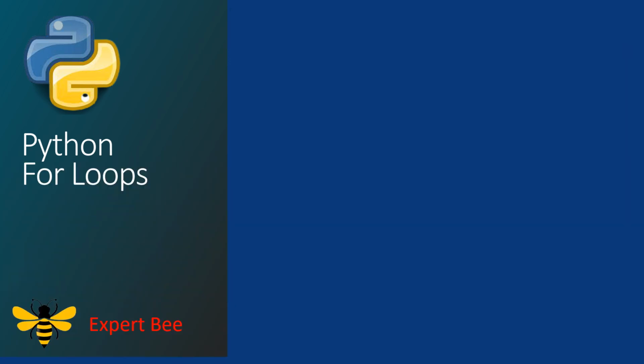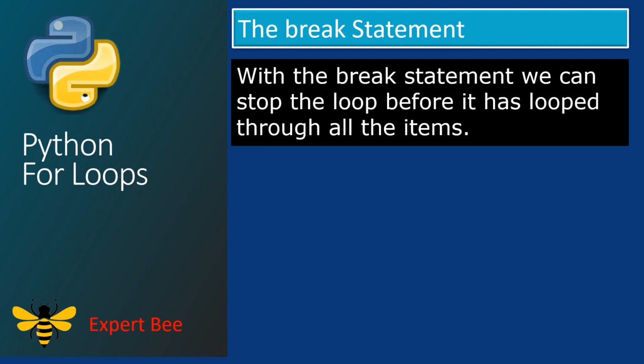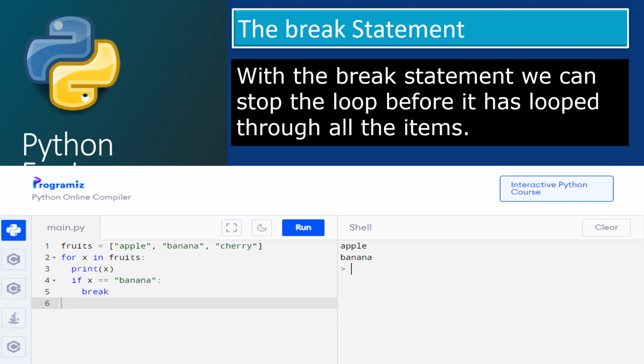Now we will see how to use the break statement with a for loop. With the break statement, we can stop the loop before it has looped through all the items. We'll use the online compiler to exit the loop when x is banana. For this, we'll create a fruit list and type fruits = [apple, banana, cherry]. For x in fruits: print(x). If x == "banana": break. After typing, press the run command and see the output.